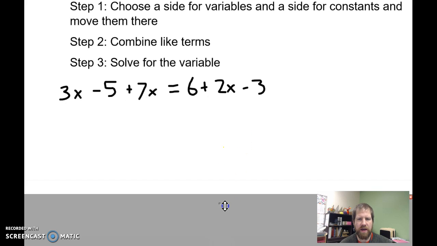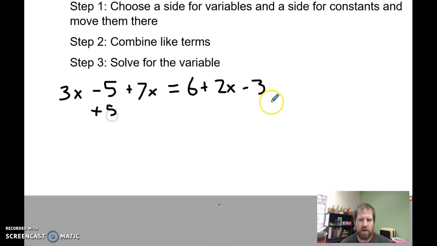Alright, let's look at one that's a little more complicated. So now I have more than just one of each term on each side of the equation. I've got 2 variables on this side and 2 constants on this side. 1 variable on this side, 1 constant on this side. So I'm pretty much always, even if it's going to give me a negative value, going to move the 1 constant over here and the 1 variable over here. So let's do that.